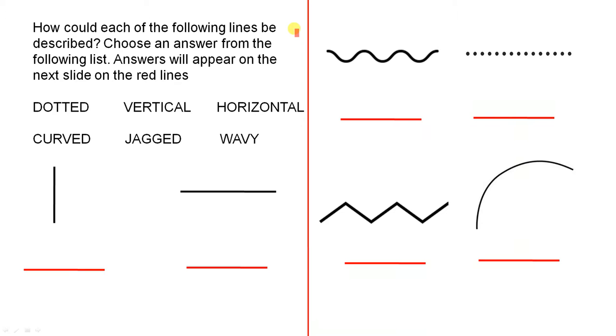How could each of the following lines be described? Choose an answer from the following list. Answers will appear on the next slide on the red lines. So we have 1, 2, 3, 4, 5, 6 types of lines, and I will write the answer for you on these red lines on the next slide. So just pause this video for a little while, and you write those 6 answers on a sheet of paper, and very shortly I'll go to the next slide and that'll have the answers on it.